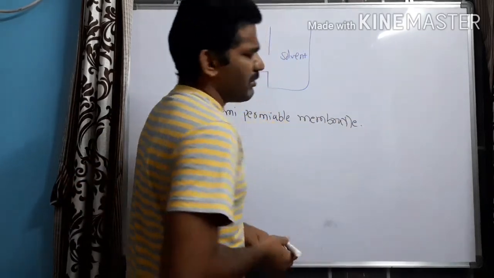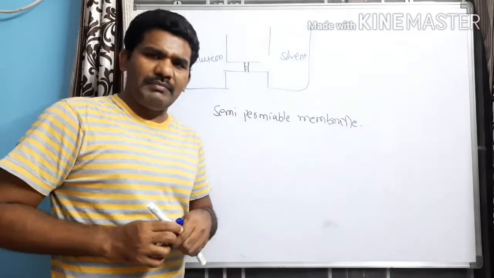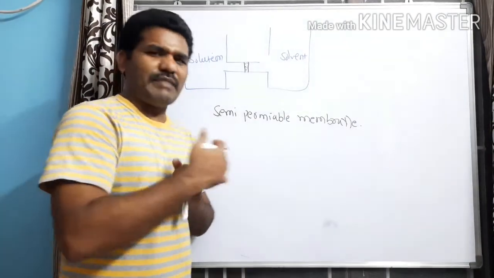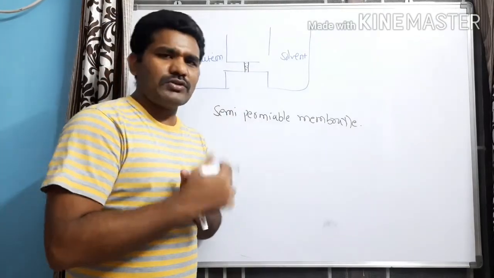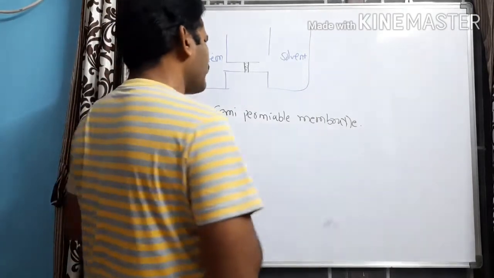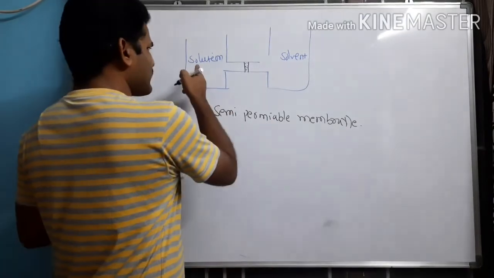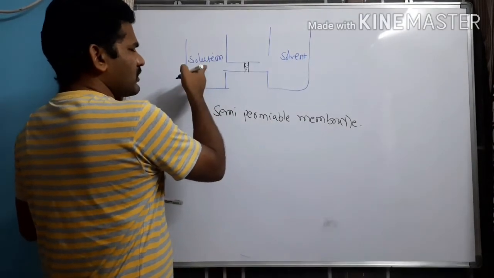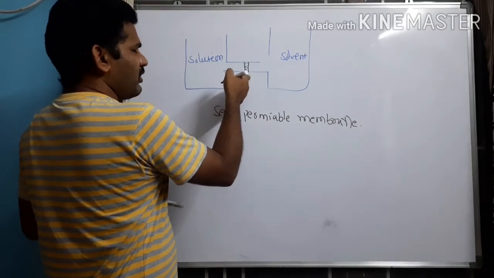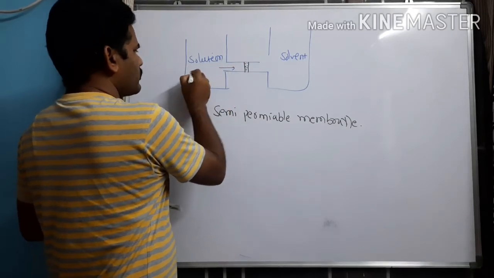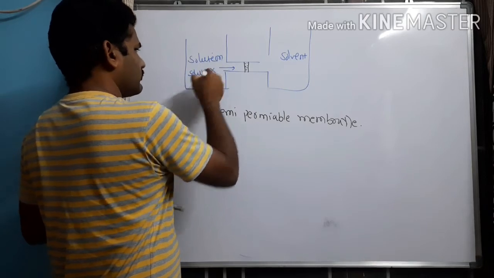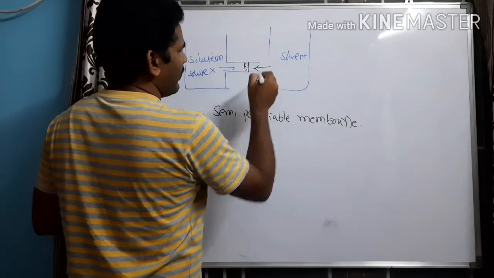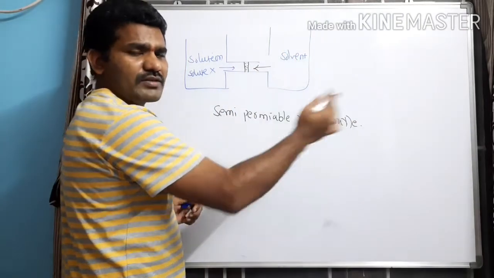What is the role of the semi-permeable membrane? The semi-permeable membrane does not allow the movement of solute particles. Solute particles and solvent particles are present in the solution. So this semi-permeable membrane does not allow the movement of solute particles, but it allows the movement of solvent particles.